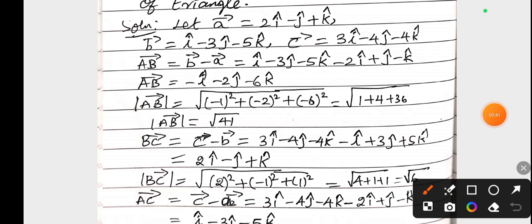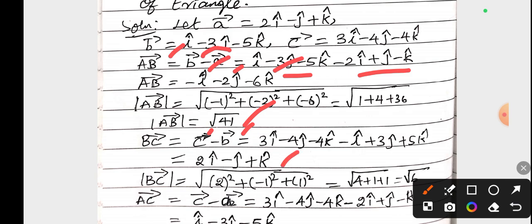One of the ways is the very traditional way, finding the AB vector. You have to subtract the B vector and the A vector. Get the AB vector as minus i cap, minus 2j cap, minus 6k cap. And find the magnitude of AB. You know how to find the magnitude of AB: root over a square plus b square plus c square. Get root 41.